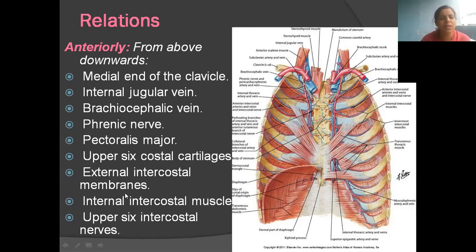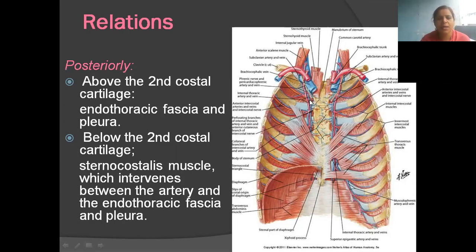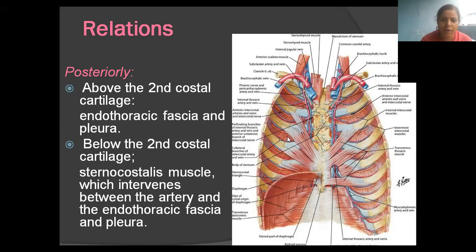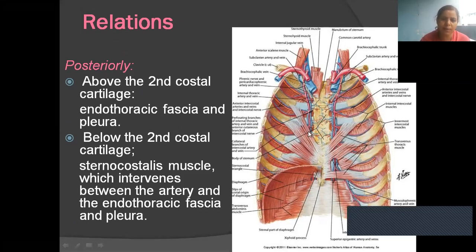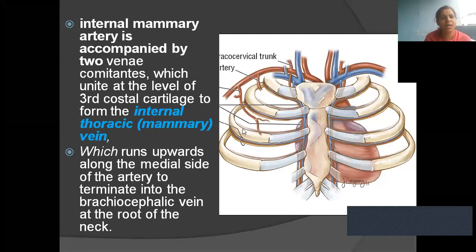The same thing has been listed here. Okay, those are anterior relations. If you remove this artery, whatever you see behind forms the posterior relations. So you have the second costal cartilage, endothoracic fascia, and also the pleura. Then we have sternocostalis muscle. This is the sternocostalis muscle. So these are the posterior relations of internal thoracic artery.